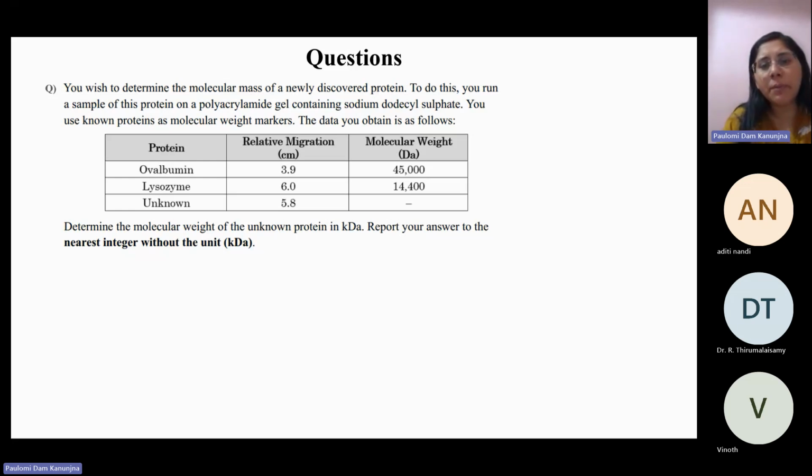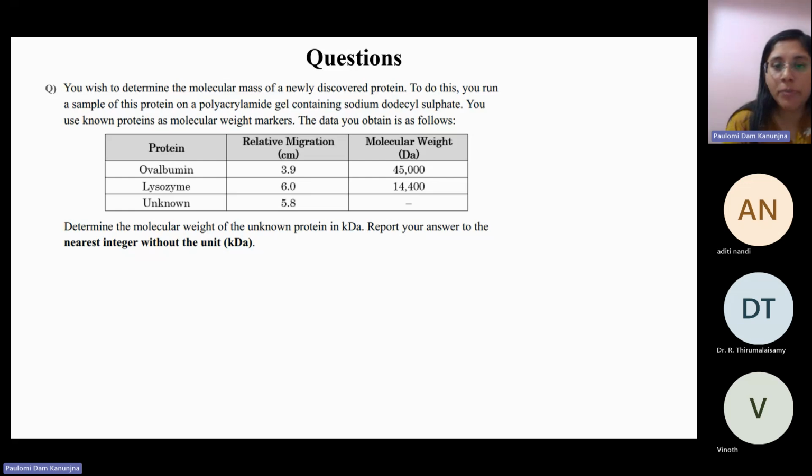Again, similarly, you have a 3.9 centimeter distance traveled for 45,000 Dalton. You have 6 centimeter for a 14,400 Dalton molecular weight. And then you have an unknown which is somewhere in between. So can you guess the molecular weight? Use the same method. I will stay on this line, maybe you, or wherever you want.